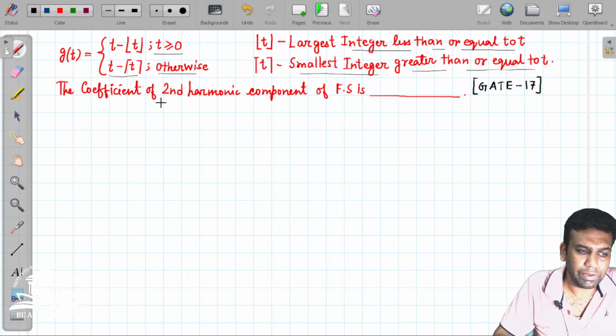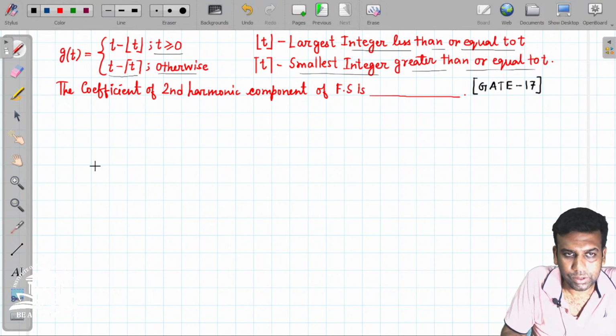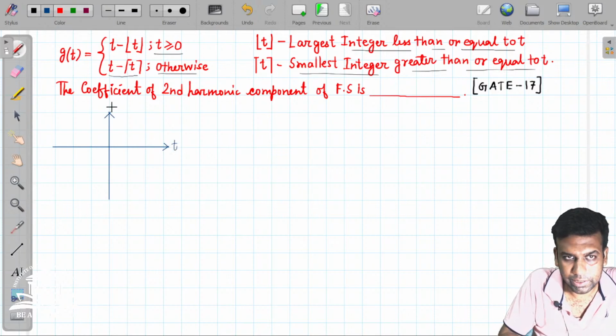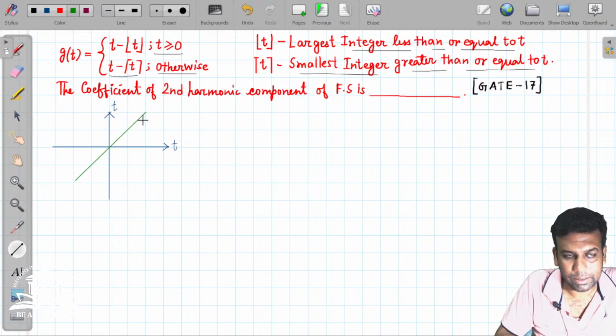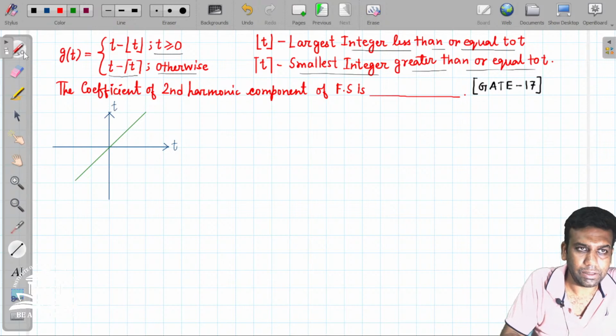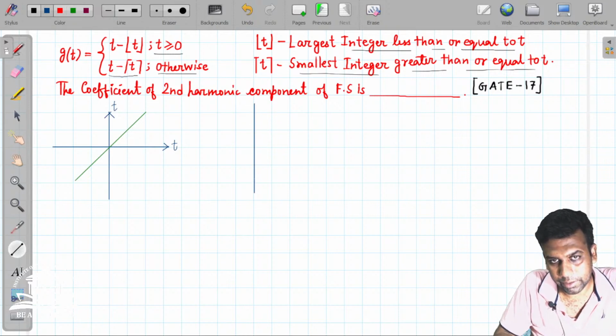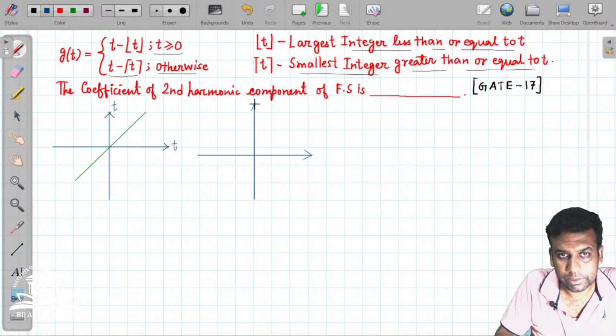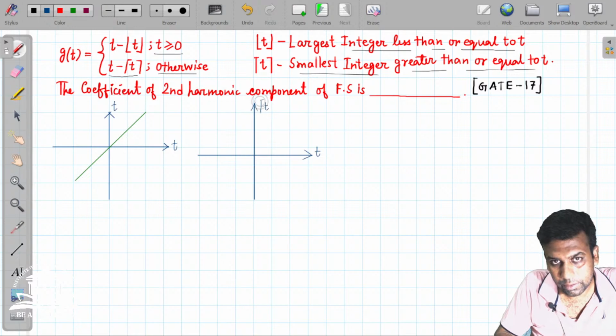So now the waveform of g(t), let us first find the waveform. If I want to find the waveform of g(t), how will it look like? So this is the graph. Now suppose this is t, I am plotting t along the time axis. So how will the graph come? You will get a linear graph because you are plotting t against t. Okay, now let us plot the t bracket, so we are plotting this graph, that is t and t bracket.